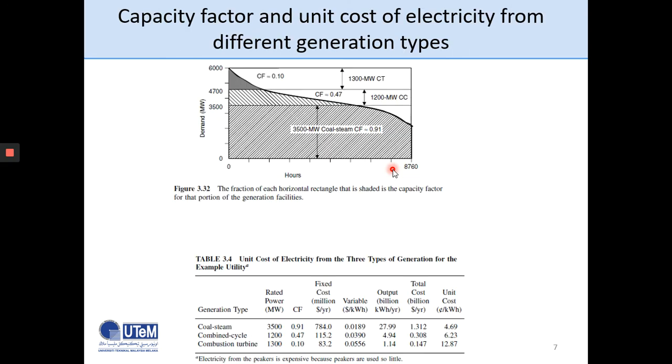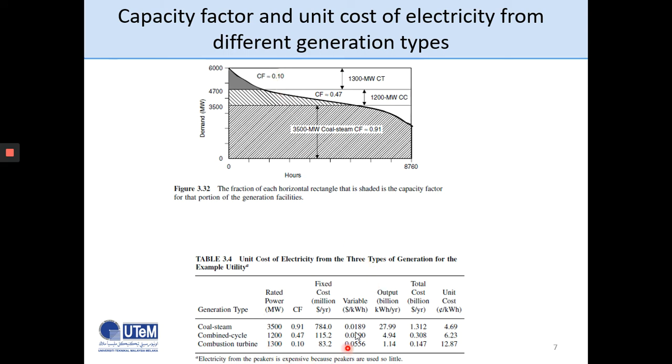Now, this is the representation of the same figure in terms of capacity factor. Right, so for coal steam, we have a capacity factor of about 91%, so very high. Okay, so coal is a very good, stable resource for electricity generation. And for the rest, combined cycle is 47%, and combustion turbine is 10%.